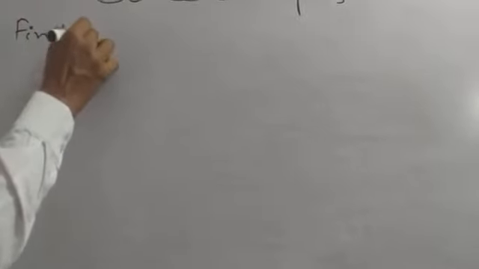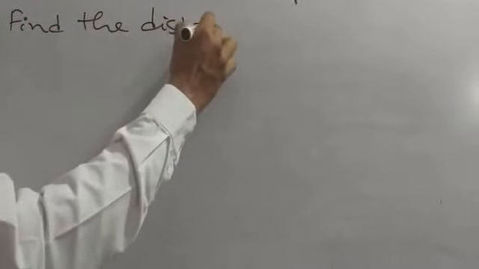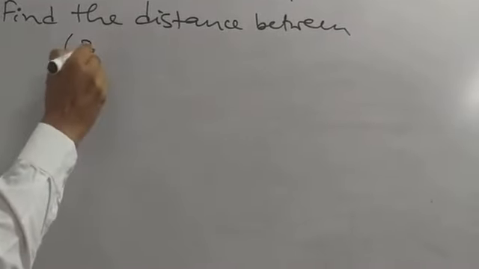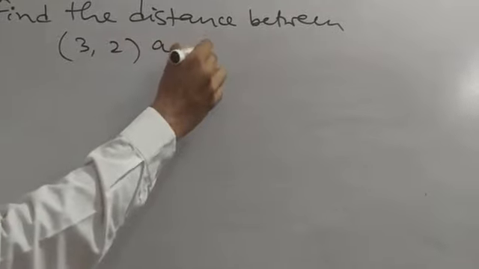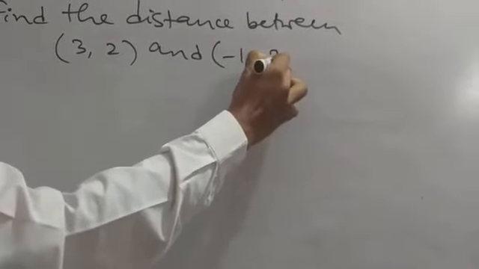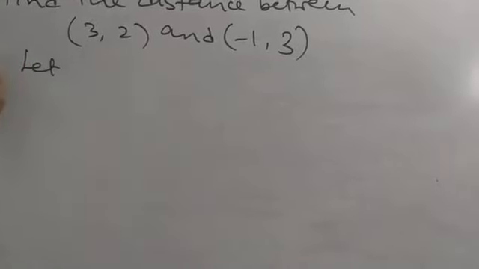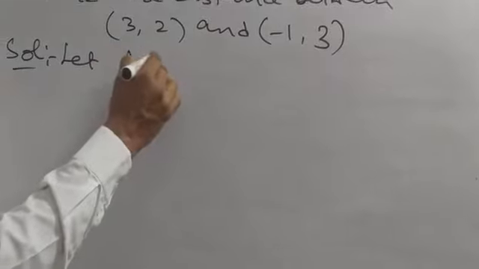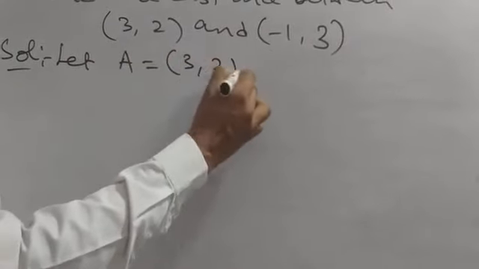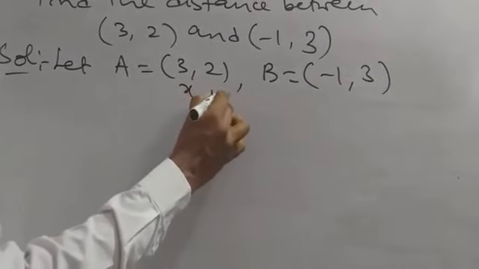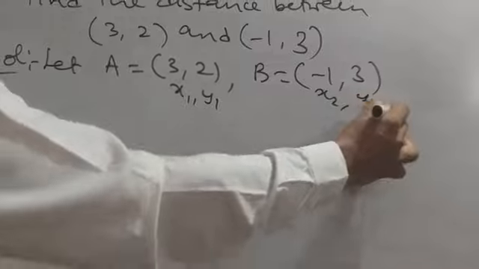Let us practice some problems. Suppose find the distance between (3, 2) and (-1, 3). So let A is equal to (3, 2) and B is equal to (-1, 3). So compare, this is x1 y1, this is x2 y2.